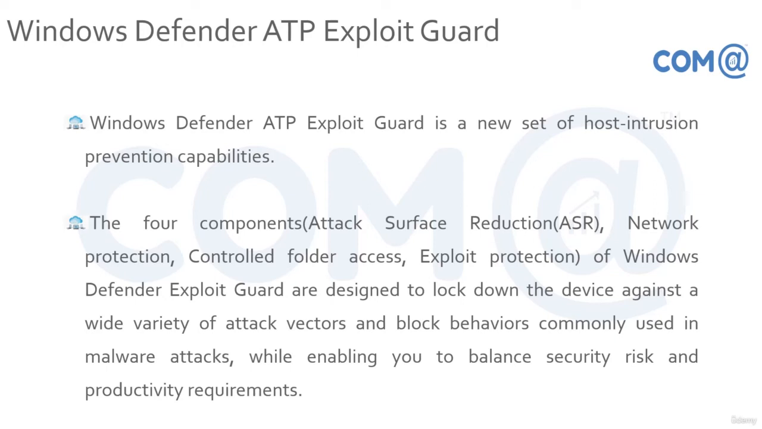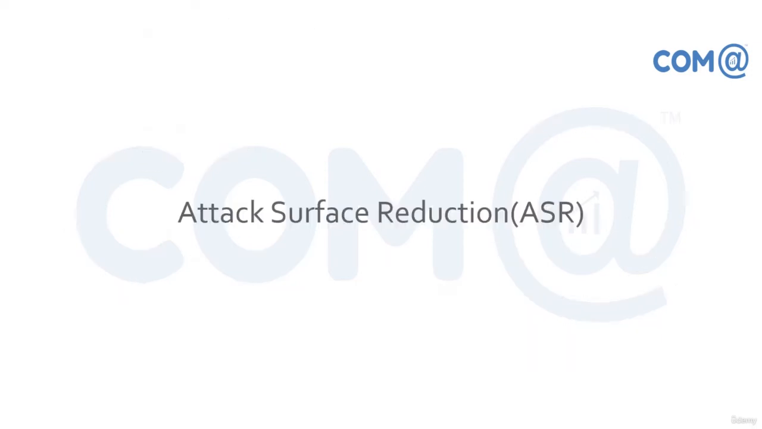So basically, these are all the additional components of Windows Defender exploit guard and are designed to lock down the device against a wide variety of attack vectors and block behaviors commonly used in malware attacks, while enabling you to balance the security risk and the productivity requirements.